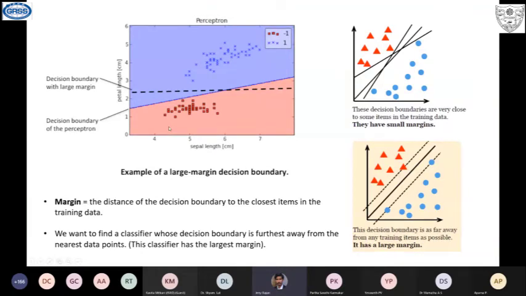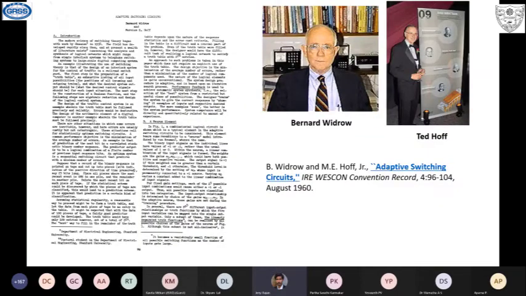So to address the drawback of perceptron, or to improve the performance of perceptron, in 1960, Bernard Widrow and Ted Hoff came up with Adaline. Adaline is again a very powerful model. It is the base model that is used in most of the modern CNNs or ANNs. Adaline is an algorithm that made a huge impact.